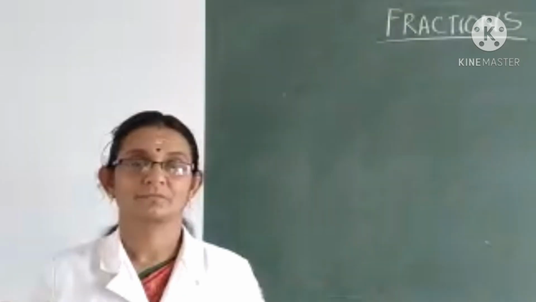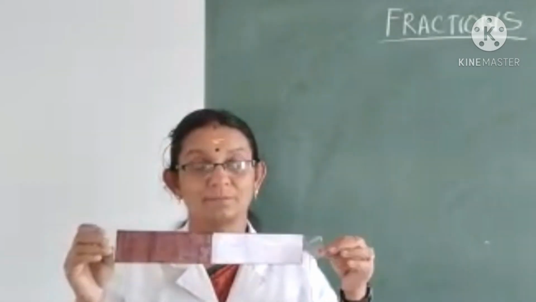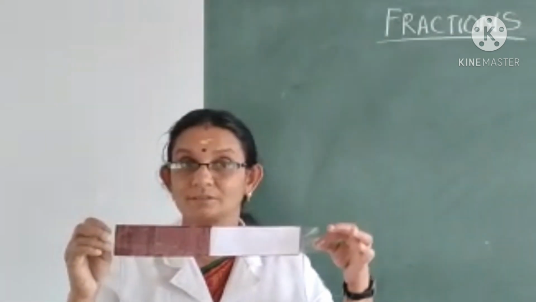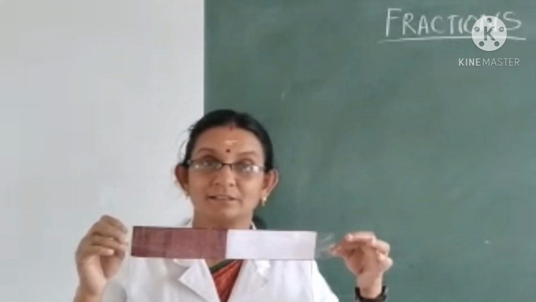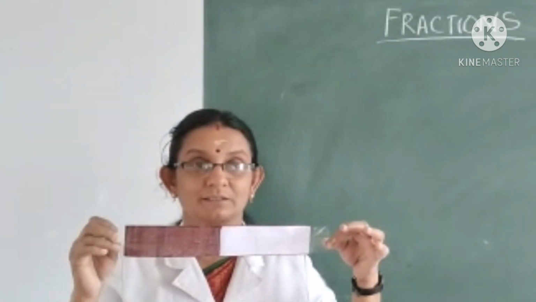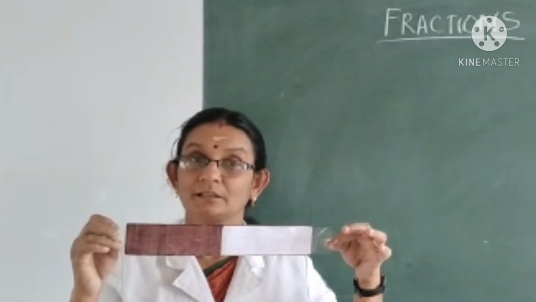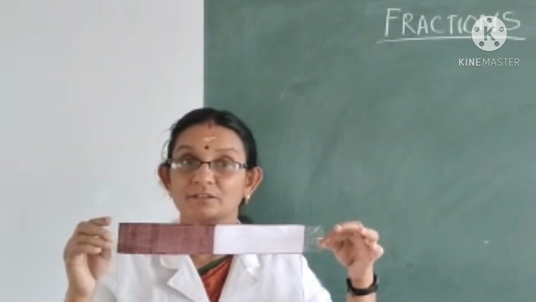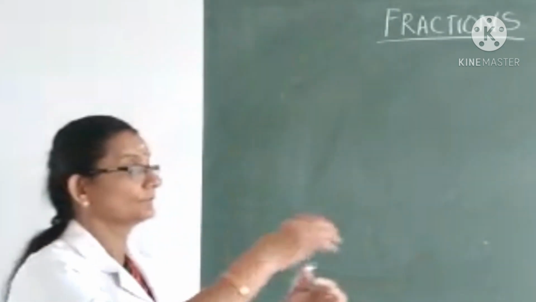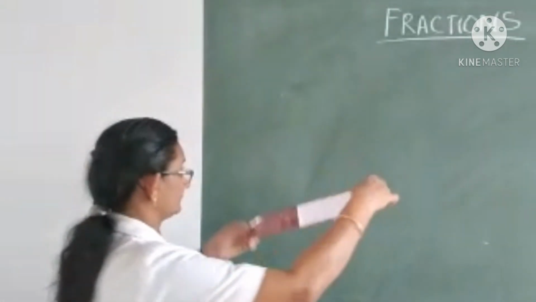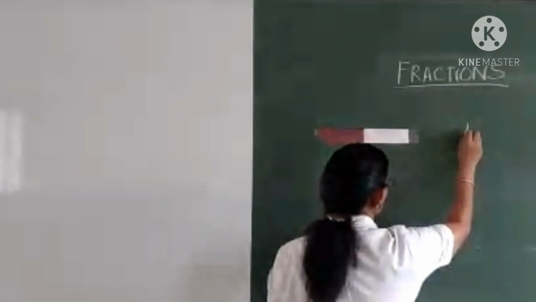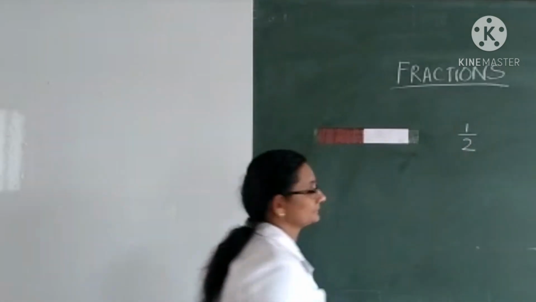Okay? Now, here is a strip. Can you tell me what the fraction is? Yes, the strip is divided into two parts, isn't it? And one part is shaded. So, the fraction is equal to 1 by 2. So, let me show you. Yes, it is 1 by 2.